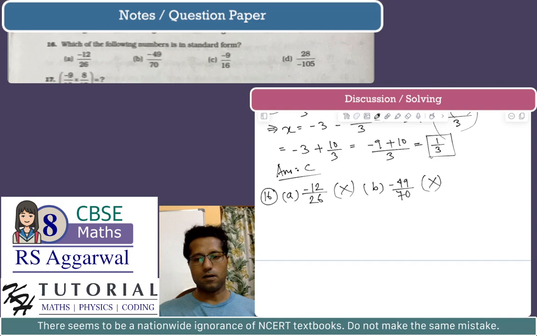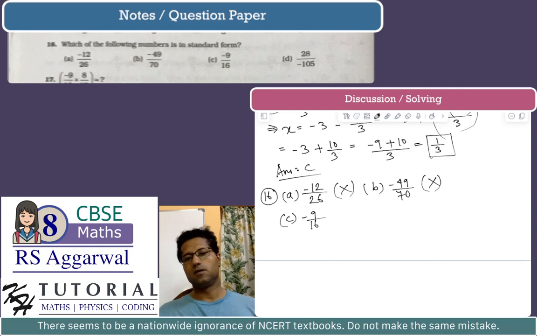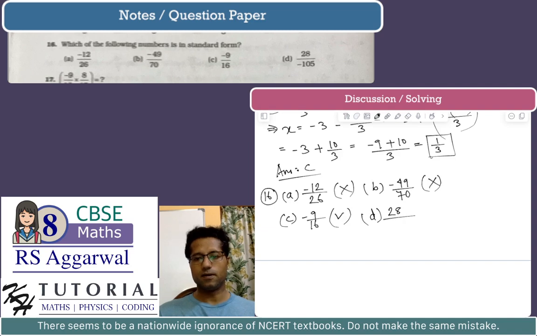Let's see what is choice C. Choice C is minus 9 by 16. Now this is in standard form because the denominator is positive and also the HCF of the numerator and denominator, that is HCF of 9 and 16, is equal to 1. And definitely choice D will also be not in standard form. The rational number given is 28 by minus 105, and definitely if the denominator is negative, it is not in standard form. So the answer is choice C.